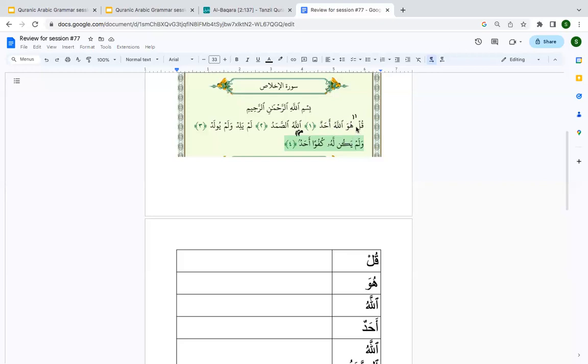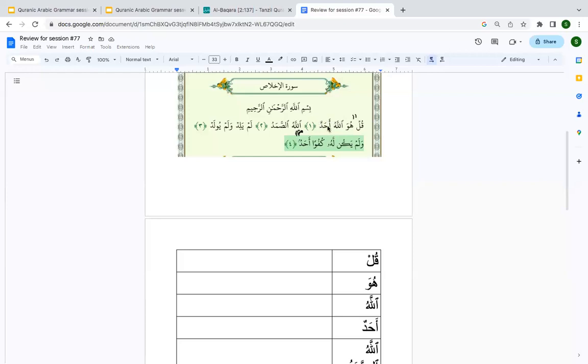what kind of a sentence am I looking at? So I'm giving you the clue now. Jumla ismiya, label it for me. Huwa is going to be mubtada, Allahu is going to be my khabar. Okay?